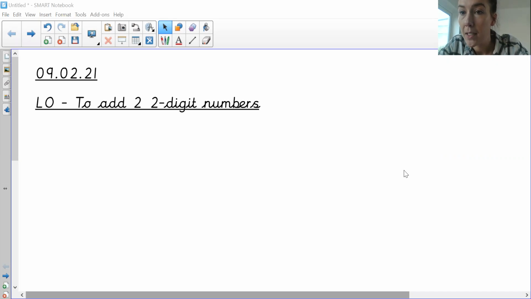Today what we're going to be doing is adding together two-digit numbers, and both will have a tens and a ones. So I know we did it where one had a ones column and the other was just a 10, but today we're going to be moving our learning on a little bit and they're both going to have each. So let's have a look.